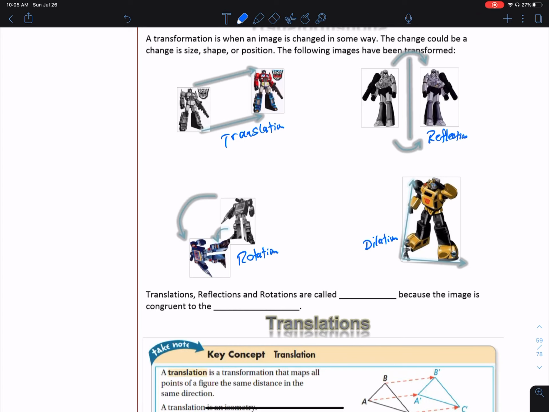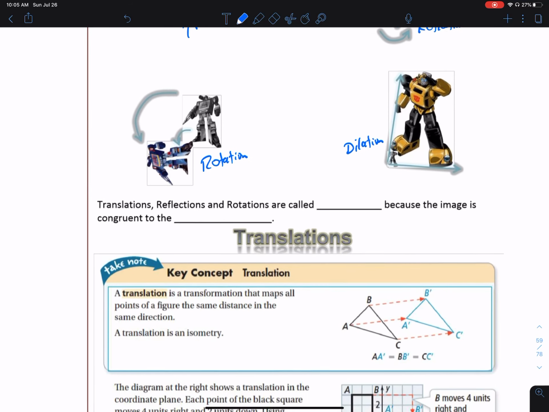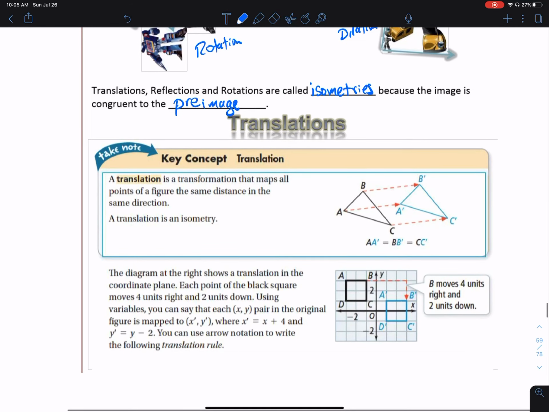We're going to focus on isometries right now. Translations, reflections, and rotations are called isometries because the image is congruent to the pre-image. Also known as rigid motion. Translation, the focus for today.